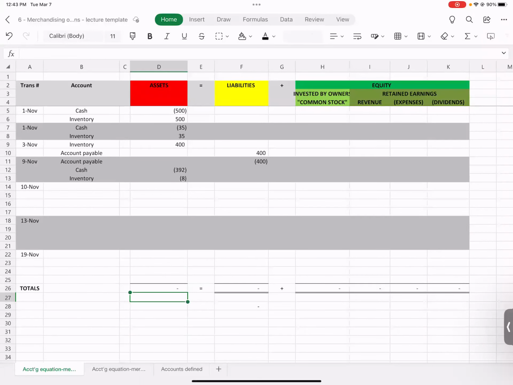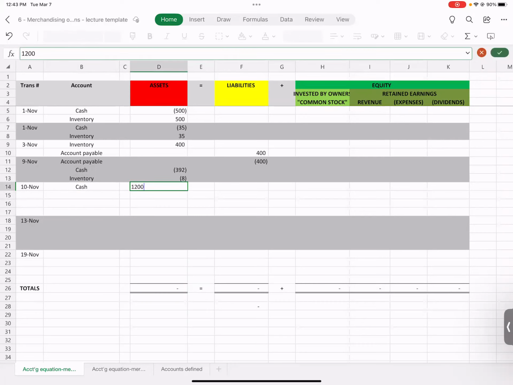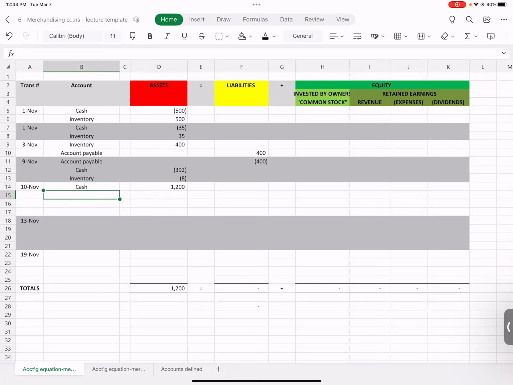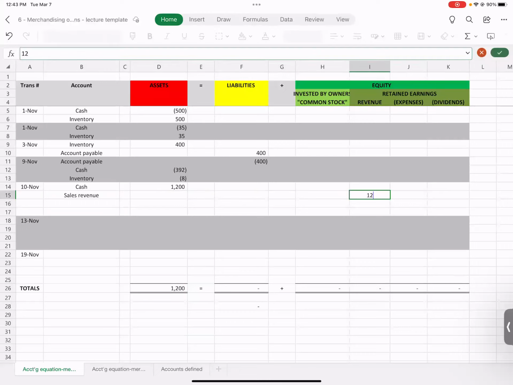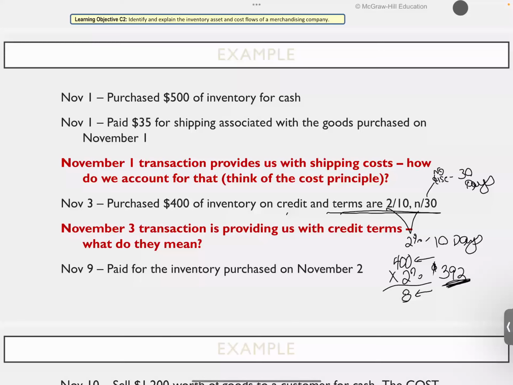So in our accounting equation template on November 10th, I have cash. Cash is an asset and it's increasing. I just received $1,200. Cash asset increasing by $1,200. And then I'm going to use the new account sales revenue, and sales revenue, just like the other revenues that we've used before, has its own column, the revenue column. And we want to see that increase by $1,200. So cash and sales revenue, that's the first part of our transaction.